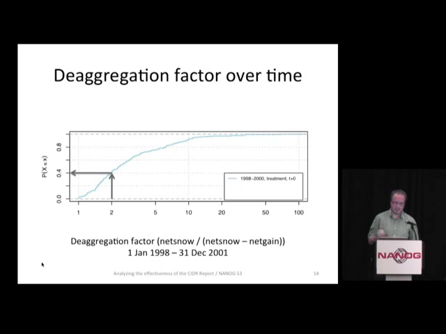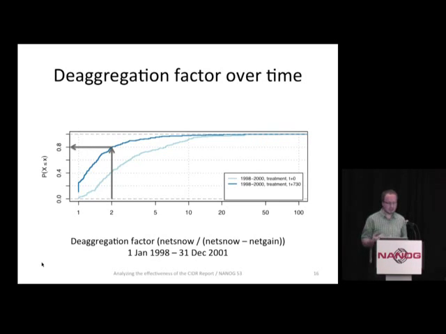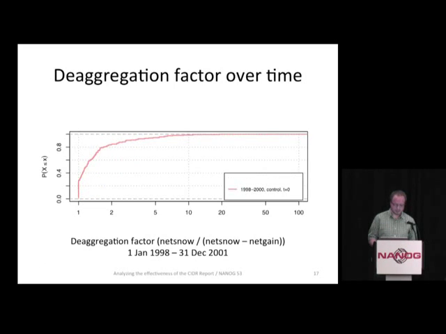The other thing I should mention is this is the deaggregation factor initially, as soon as they appear on the CIDR report. So this is now the deaggregation factor of the same ASes that appeared on the CIDR report 730 days, 2 years later, following that initial appearance. And you can see that the curve has moved to the left. Using the same way of reading it as before, if we go up to 2 and over to the left, now 80% of the population has a deaggregation factor of 2 or less. So there has been an improvement in the deaggregation that the population that appears on the CIDR report is doing.